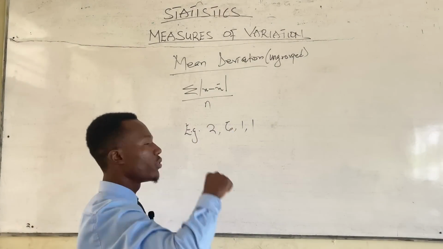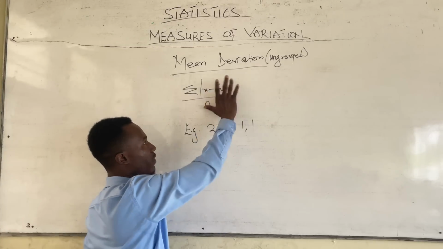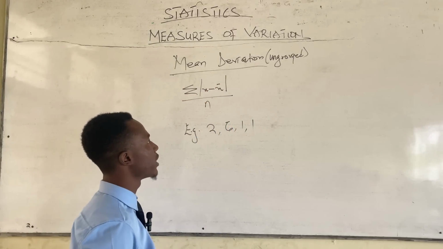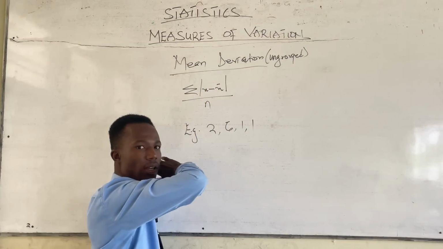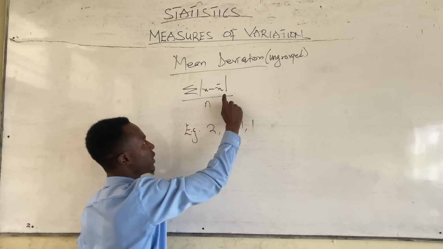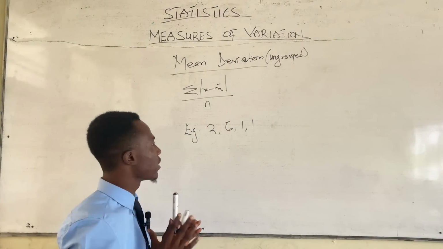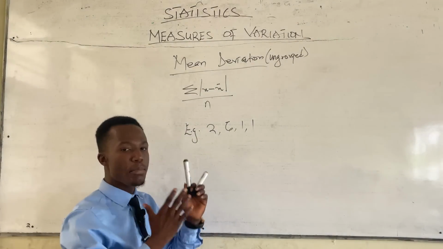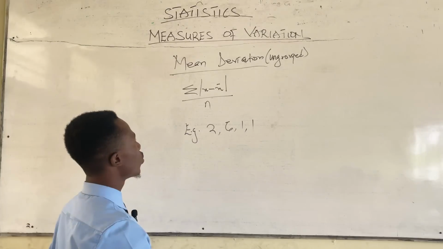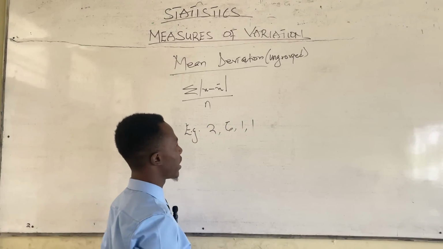Now I told you in the previous video that whenever you are given a formula, what you do first is you start from the right to left. So starting from the right, the first thing that we see here is the mean. It means the formula needs us to calculate the mean. I hope you get it. So now we calculate the mean of this data set.